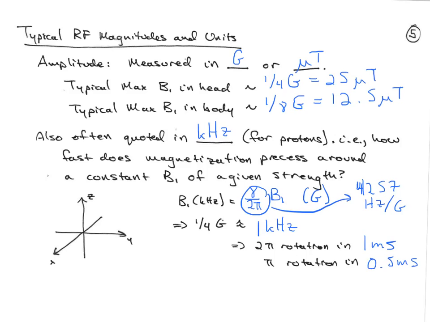Okay, so here's graphically what's going on. You have the RF pointing along this direction, and you're looking at the frequency with which the magnetization precesses in the YZ plane. Right? And if you have a 1/4 Gauss field, that frequency is about 1 kilohertz.